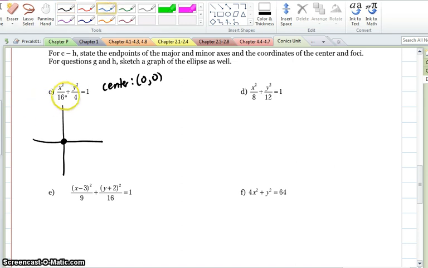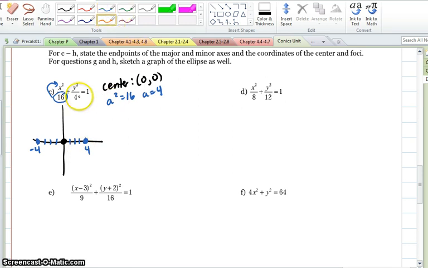Now this time it's going to be a horizontally long ellipse because your bigger radius is underneath the x. So our a squared is equal to 16 and our a is equal to 4, and that's going to go side to side. So we're going to go right 4 and left 4, and that's going to give us what's called the major axis. So that gives us our big long part of our ellipse.